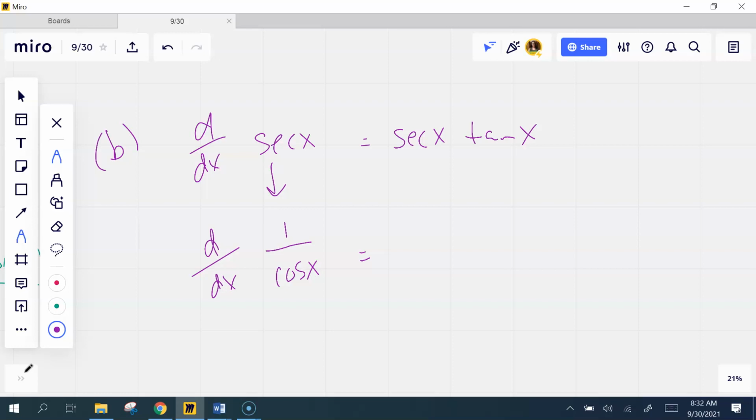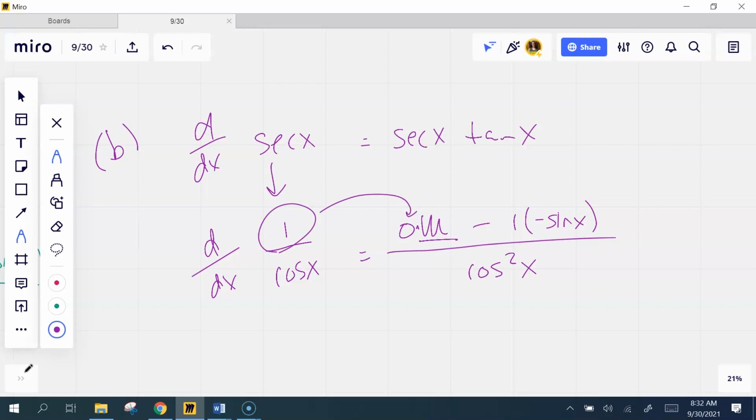Derivative of the top is 0, right? So it doesn't matter what this is. Minus the top times derivative of the bottom, negative sine over the bottom squared. It doesn't matter what this is because it's multiplied by 0. It's going to be 0. Derivative of 1 is 0. Yes. So this is negative times a negative. So this is sine x over cosine squared x.